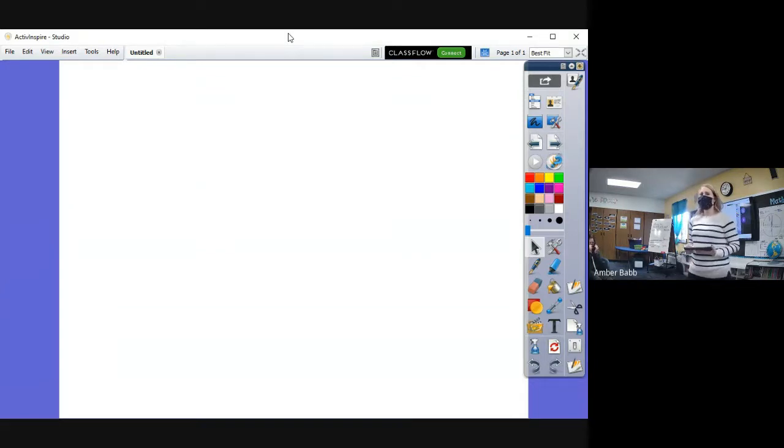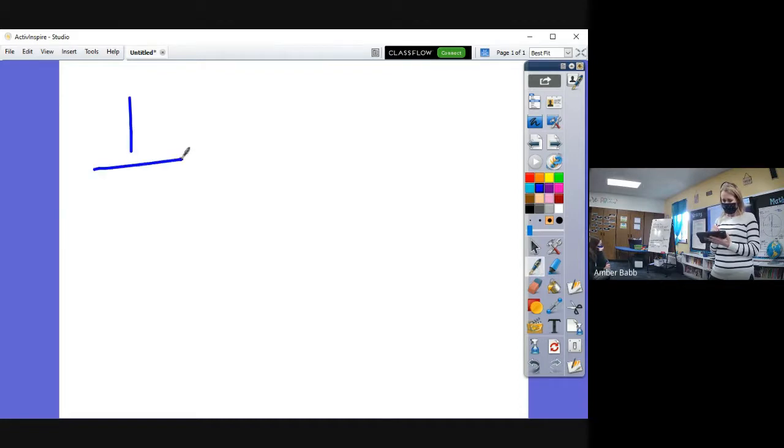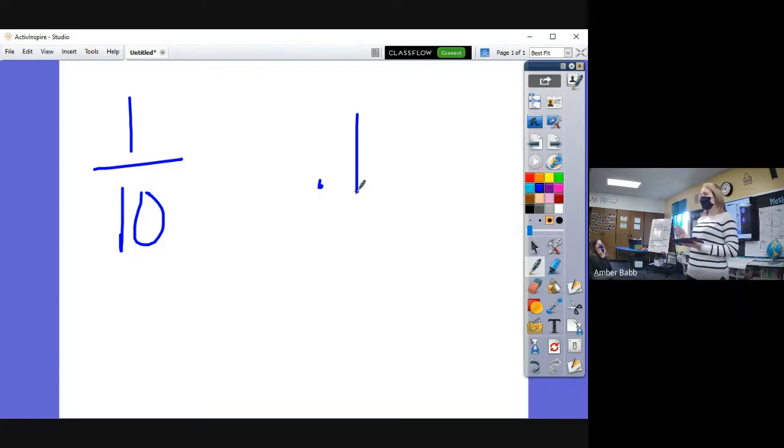Okay, so we're going to start with crazy easy. If I were to give you this fraction, how would you say that fraction? 1/10. Oh, I think I get it now. How would you say that decimal? 1/10. Let's remember our decimal places.